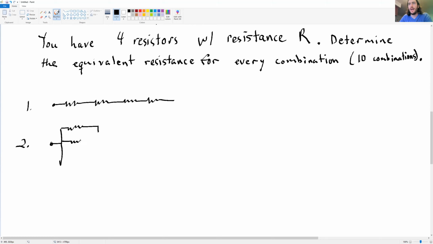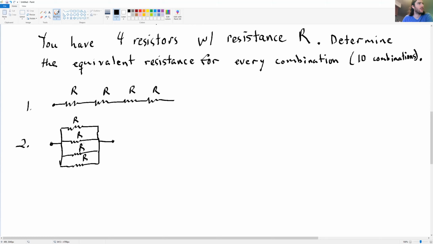Okay, and so your task is essentially to change these connections until you've gotten all 10 combinations and determined all of their equivalent resistances. So each of these has a resistance R, R, R, R, R. And I'll go ahead and give you maybe one more just to get you kind of started on how to figure these out. Well, I have here 4 resistors in series, 4 in parallel.